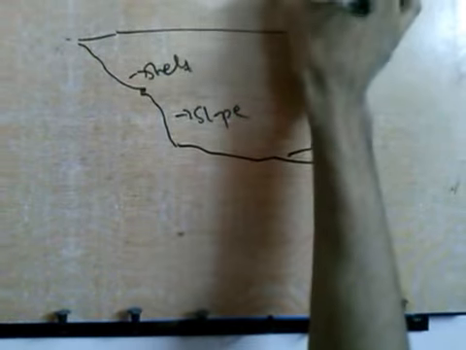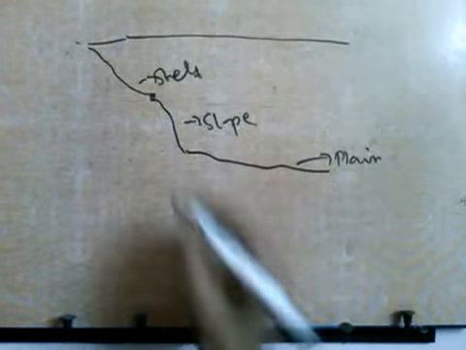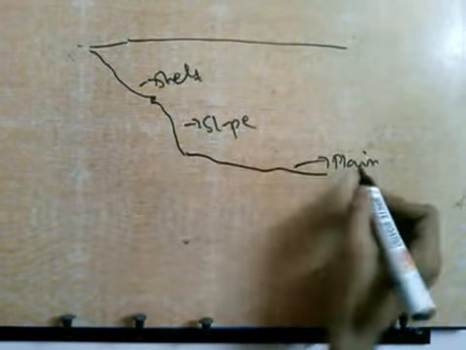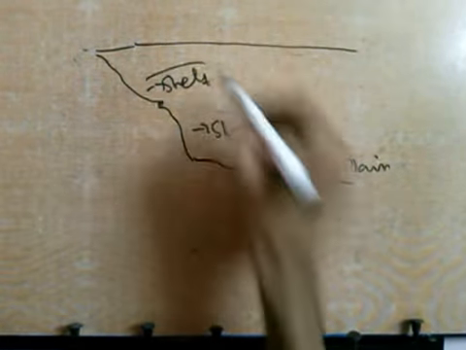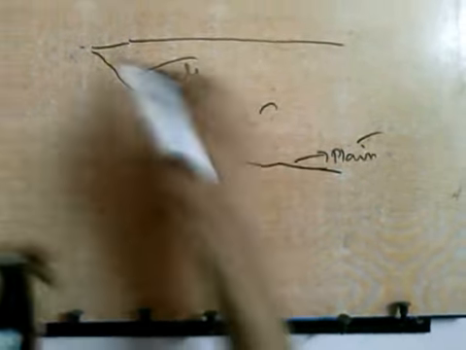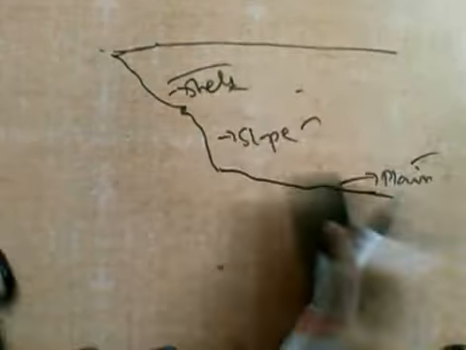What we are going to see is the hydrosphere. First we are going to see about the continental shelf. Continental shelf, continental slope, continental plane. This is the land surface, and this will be the ocean. So this is shelf, slope, plane.